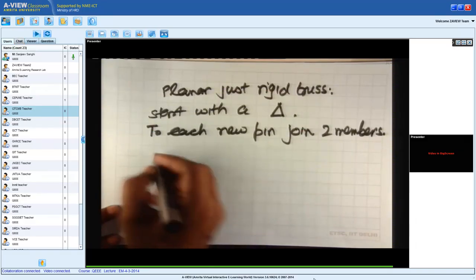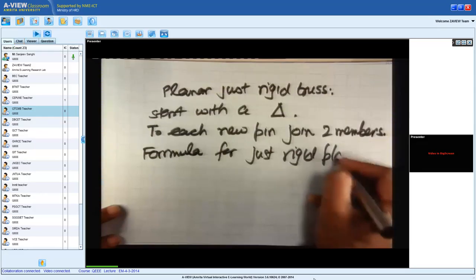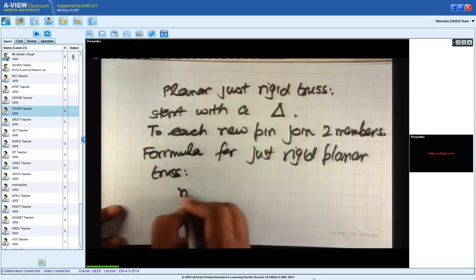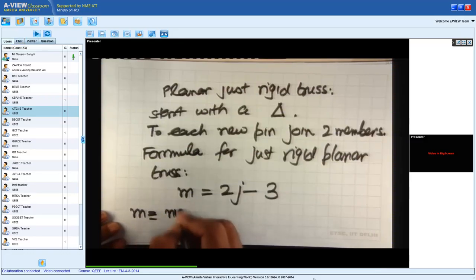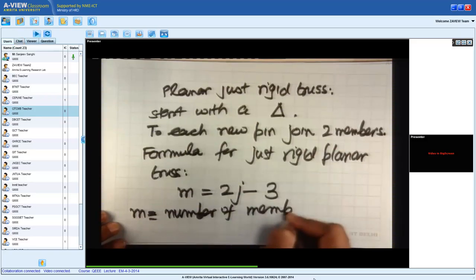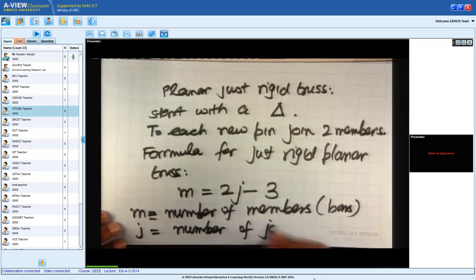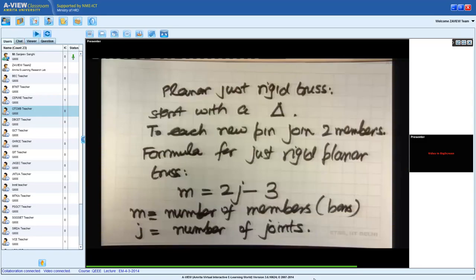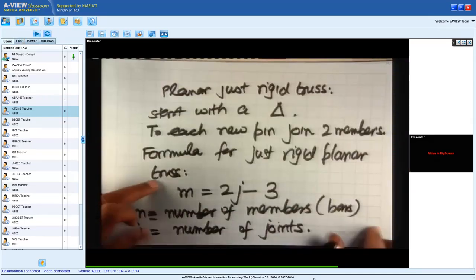And what we find is the formula for this works out to be M is equal to 2J minus 3, where M is equal to the number of members or the number of bars, and J is equal to the number of joints. So we keep on adding. As long as we follow this, it will be a just rigid truss. If the number of members is greater, then this will be an over rigid truss, and if the number is less, then it will be a mechanism. That means there will be some degrees of freedom and the whole thing can shake. So this is the base formula for a just rigid truss.